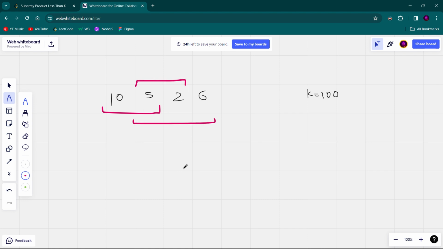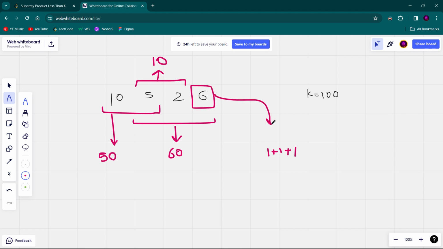What do you mean by that? Suppose I take this subarray, its product is 50, which is less than k. So I can say that I have one subarray whose product is less than k. How about this 10? It is also one. How about this, 60? Yes, I can do that. Even 6 alone is also a subarray. So I have to find all the subarrays.